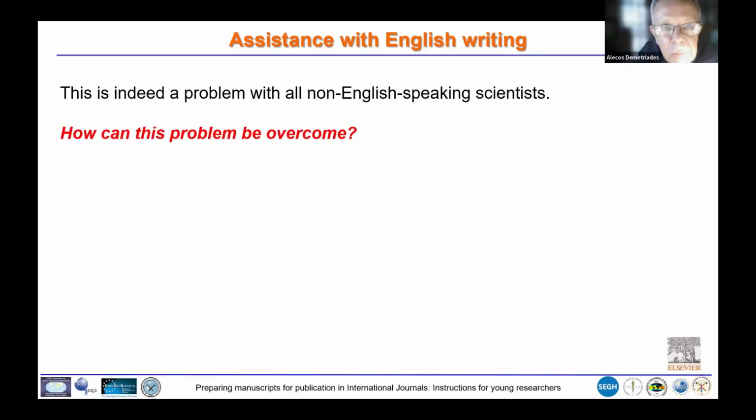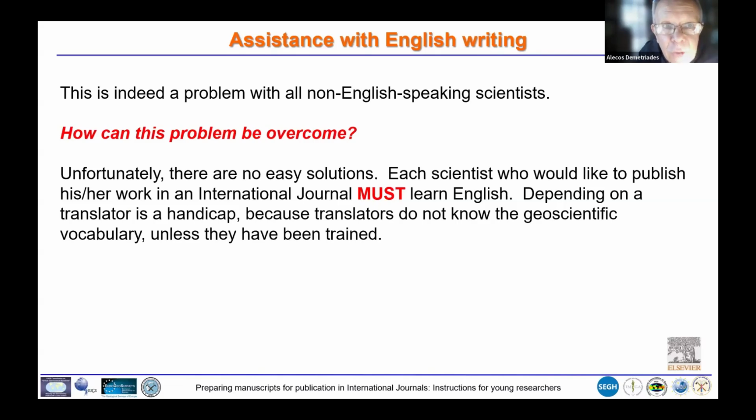How can this problem be overcome? Unfortunately, there are no easy solutions. Each scientist who would like to publish his or her work in an international journal must learn English.